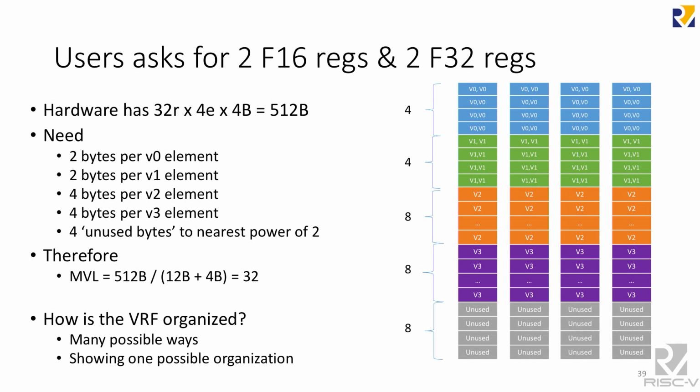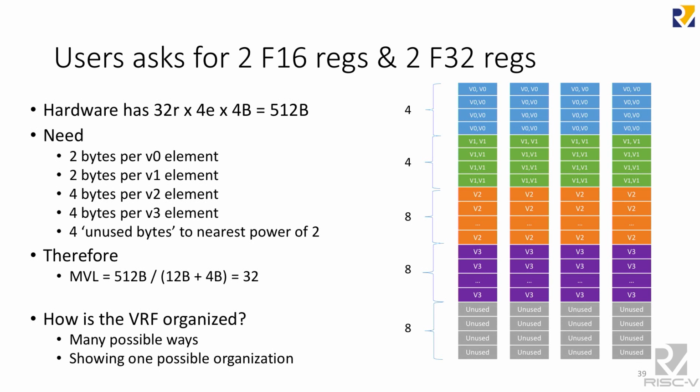How you organize it, I changed colors one more time. In this case, I put the registers, all V0s together, all V1s, then the V2s, then the V3s, and there's a little bit of empty space in your register file. Again, completely up to the implementation. This is your problem to solve. The ISA won't tell you how to do it.